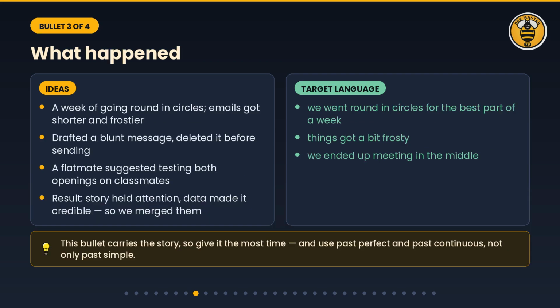Bullet 3. What happened? This is the bullet that carries the story, so it gets the most time. A week of going round in circles, emails getting frostier, a blunt message deleted before sending, and then a flatmate's obvious suggestion. This is where past perfect and past continuous earn their marks.